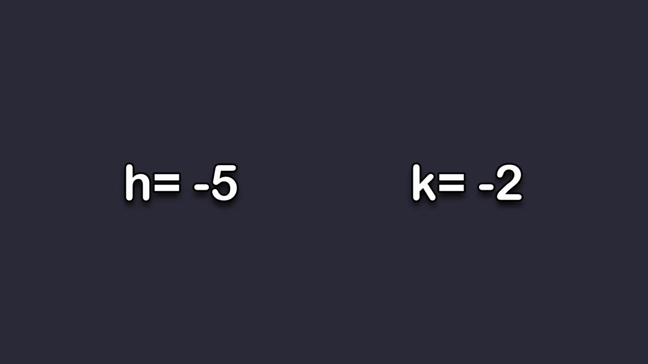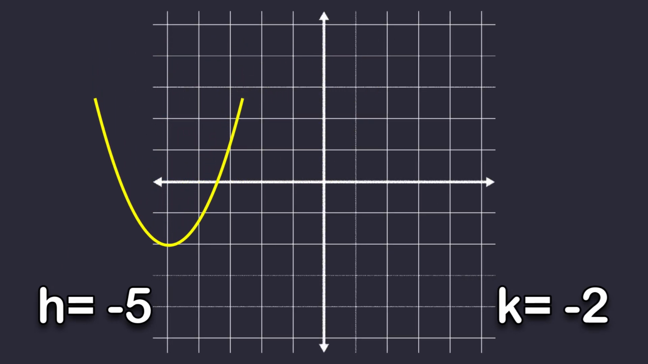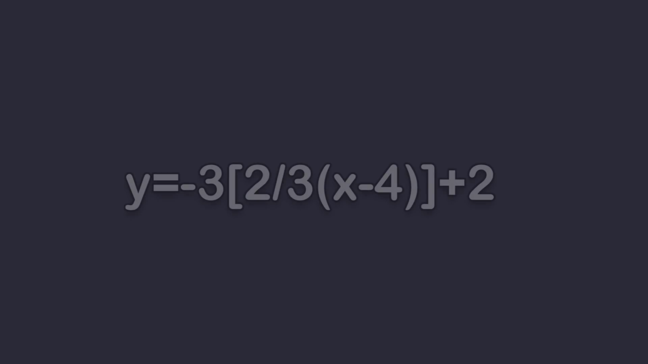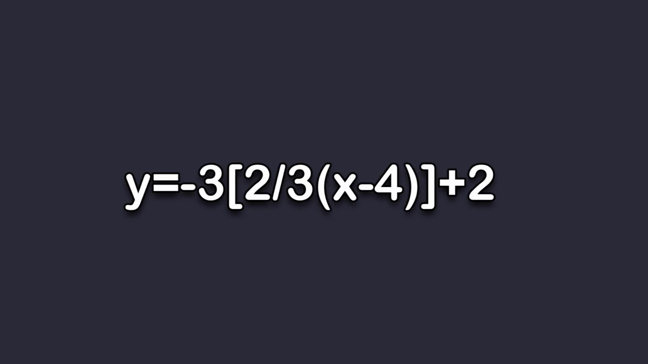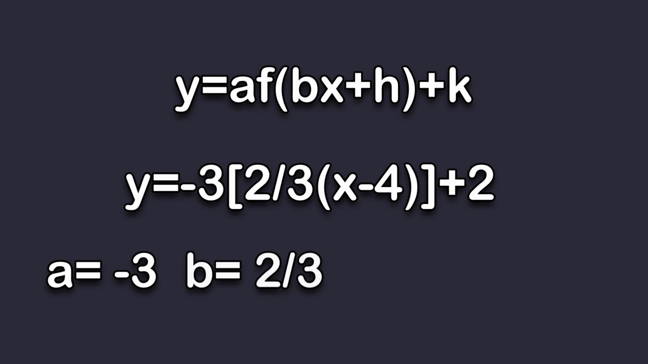Anyways, with the values you've collected, move the graph accordingly. Go 5 units to the left and 2 units down. And boom, question done. Now let's look at this one. This might look scary, but it's not. Let's start with finding all the values. a equals negative 3, b equals 2 over 3, h equals 4, and k equals 2.